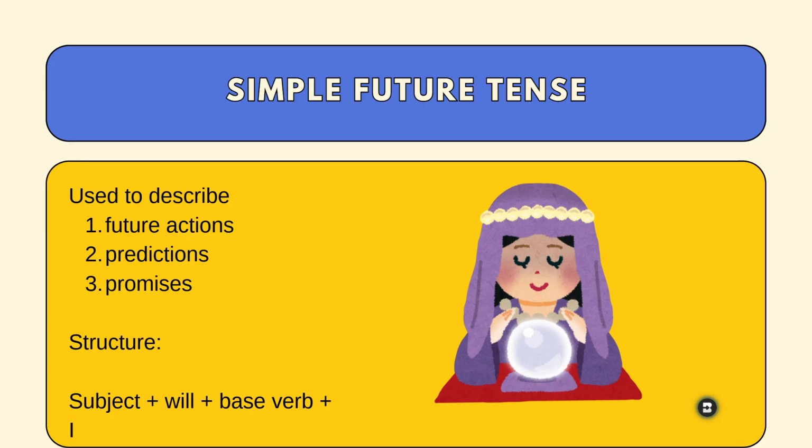Let's look at simple future tense. This is something that's very easy. Simple future tense is used to describe future actions, an action that we will do later, predictions like maybe weather or something like that, and promises. The structure that you will have to use here is subject plus will plus the base verb.